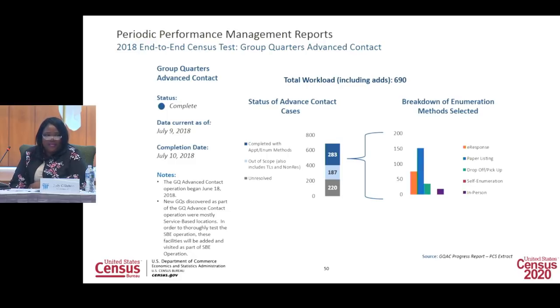So is this what we expected? I would say yes. Looking at 2010, 60% of the GQs gave us paper listings. You know, they said, come here, pick it up, and get out of our hair. So what we're hoping to do between now and 2020 is to really share the information about the e-response so that they are comfortable with uploading the files and sending them to us electronically. So we're developing partnerships. We already have a partnership with the Bureau of Prisons, the U.S. Marshals, and we're working on partnerships with some other umbrella organizations that can help us get that message out about our various methods, and in particular the e-response method.